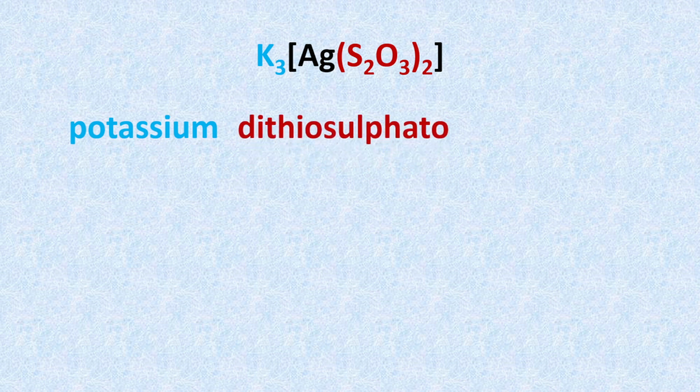In this complex, we have potassium. There are two dithiosulfate ligands. So potassium dithiosulfato argentate. Silver is a part of an anionic coordination sphere, so its name will be written as argentate. Each thiosulfate carries two negative charges. Out of a total of 4 negative charges, 3 are balanced by 3 potassium ions. Thus, the oxidation state of silver is +1.